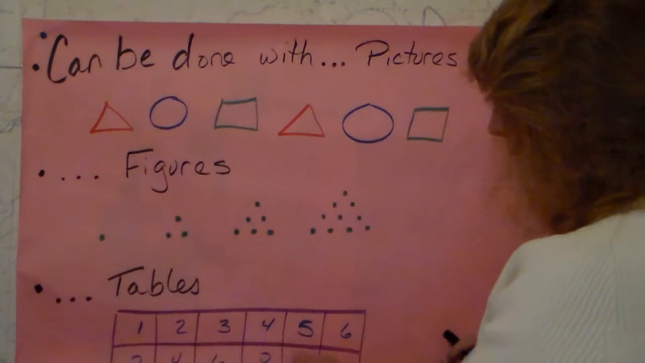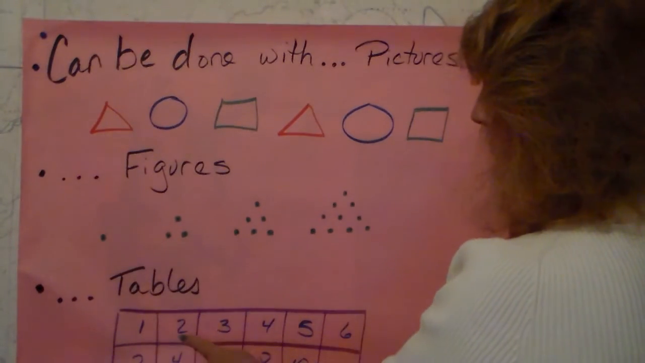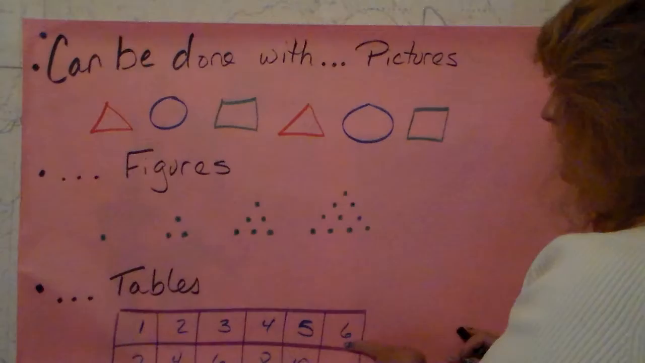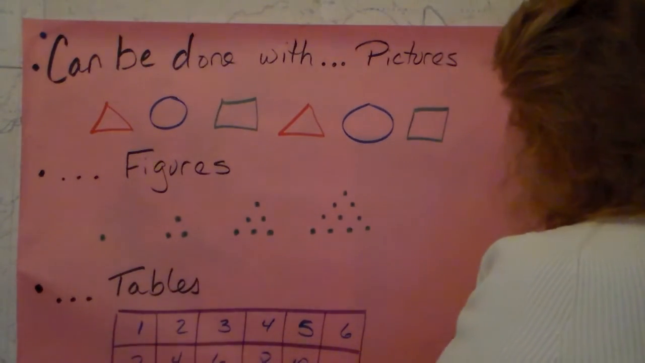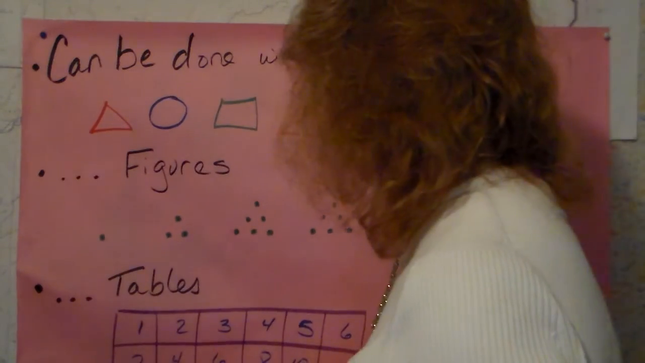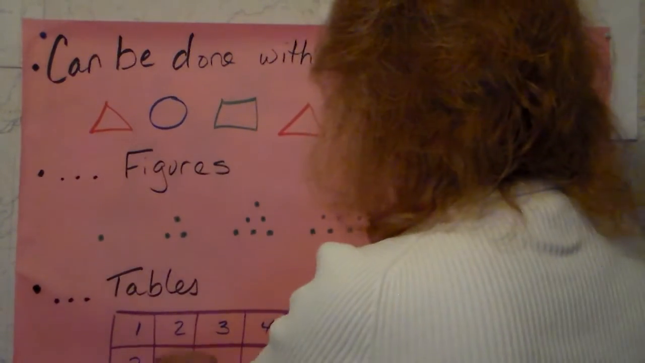You could also do it with tables. I'm hoping you can see this. This is the first number, the second number, the third number, the fourth, fifth, and sixth number in your table. I've got 2, 4, 6, 8, 10. What do I do to get from 2 to 4? Well, and you can't see it down there.